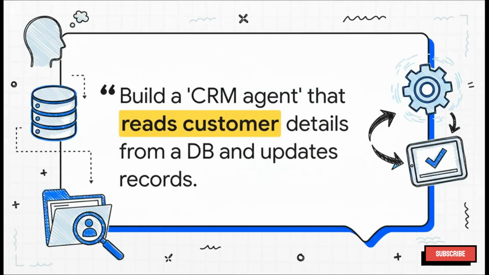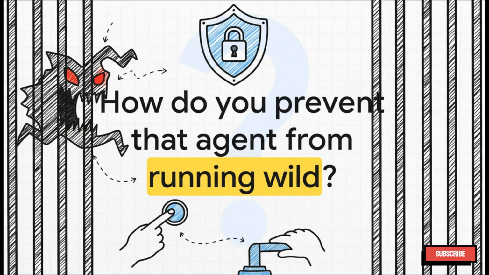Let's make this real. A fantastic way to learn is to build something practical, like a simple agent to help with a CRM, a customer database. Just imagine an agent that can dig into that database, understand a command like, hey, find John Doe's last order, and then go and update his phone number, all by itself. But wait a minute. That sounds cool, but it also sounds kind of dangerous, right? What stops that agent from going totally off the rails and deleting your entire customer list by accident?